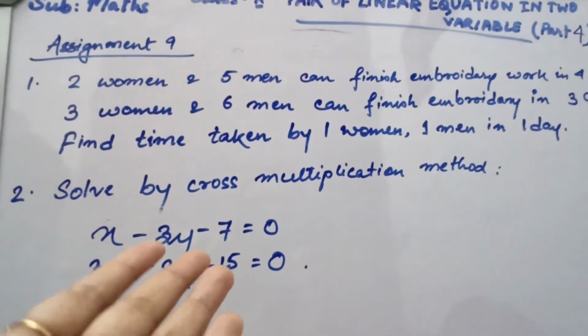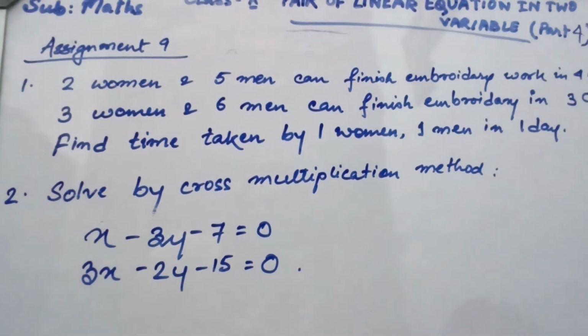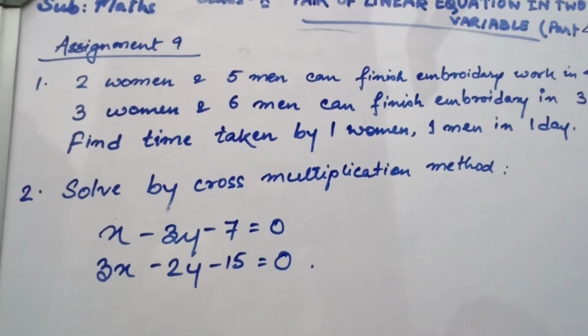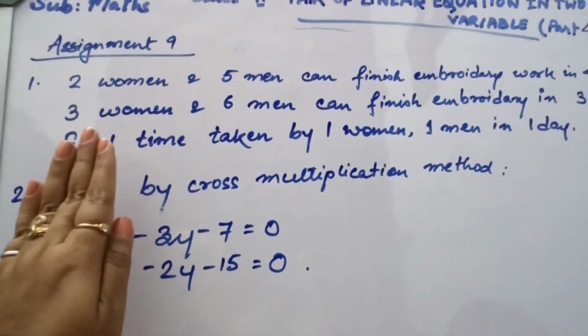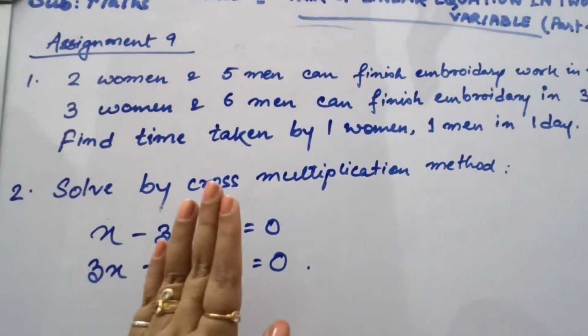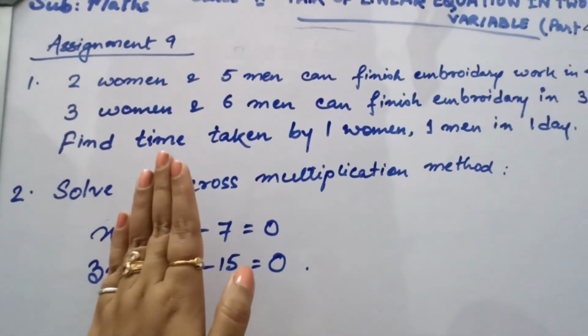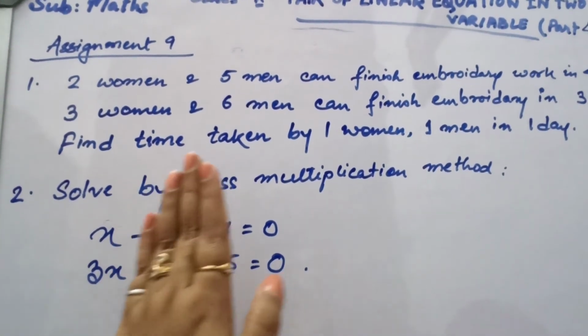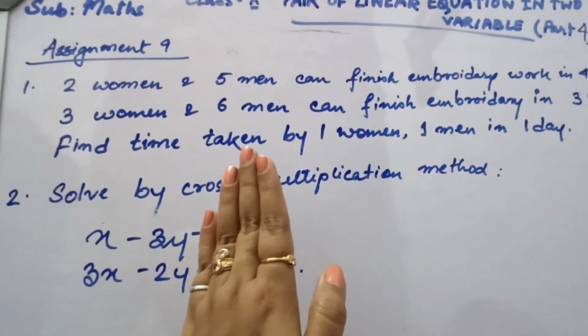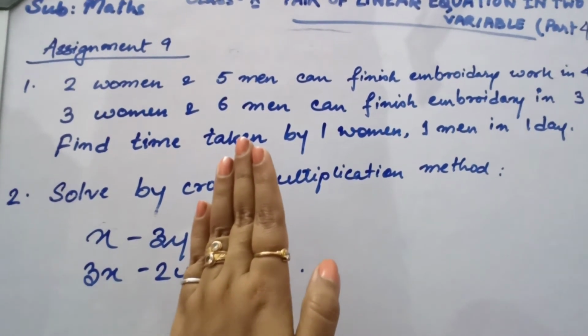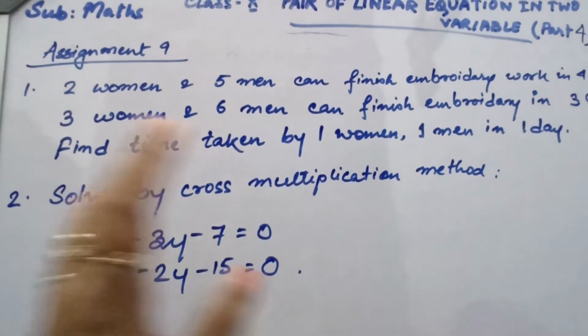And the second one is solve by cross multiplication method. The way I have solved that, you will cover the first part and consider the next part, cover the second and consider all the rest, and you will cover the third and consider the multiply and consider the next part, and you will equate.